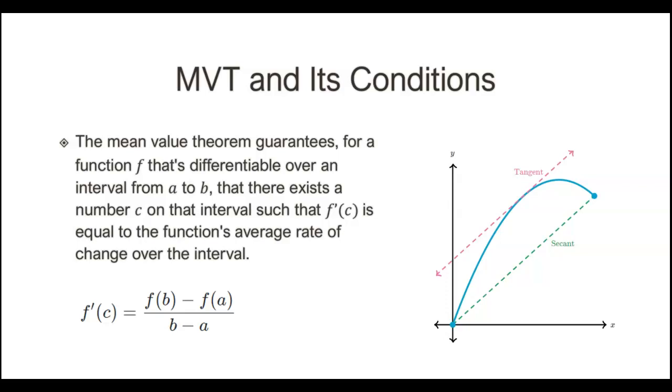Continuity. So if it is differentiable on that open interval, therefore it is continuous, it guarantees that there exists a point at which the instantaneous rate of change equals the average rate of change. Slope of the tangent equals slope of the secant.